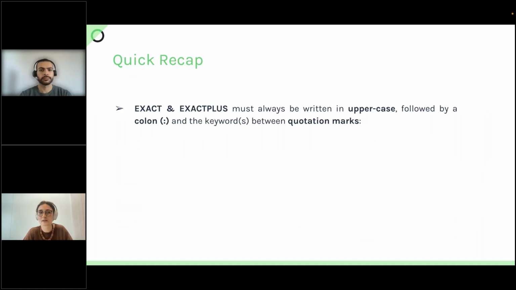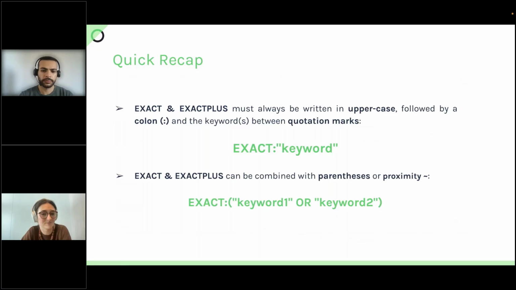Okay, so quick recap. Make sure you use it correctly. So exact plus, the same as OR and NOT, they have to be in uppercase, followed immediately after by a colon, so no spacing there, and followed immediately after by the keyword in double quotation marks, like this. Also, you can combine it with parentheses. So if you want to apply it to multiple keywords, I can combine it with parentheses, and I can combine it also with proximity tilde. And we're going to talk about tilde in a few minutes.